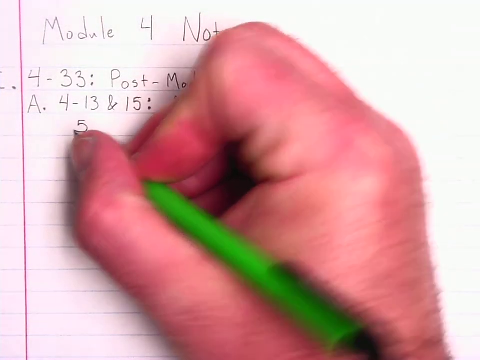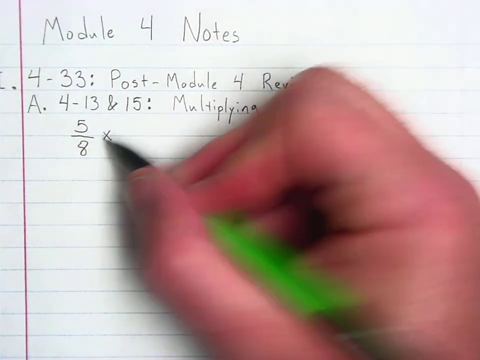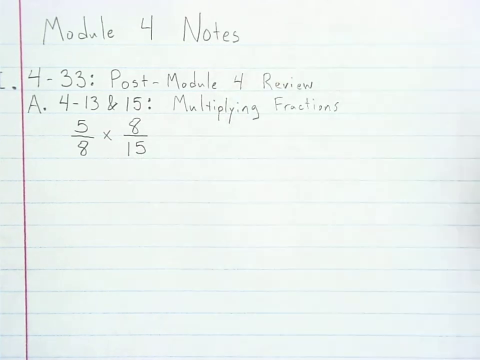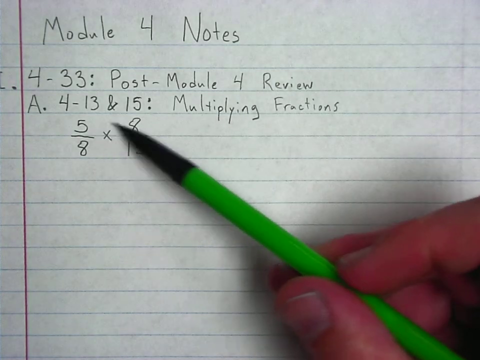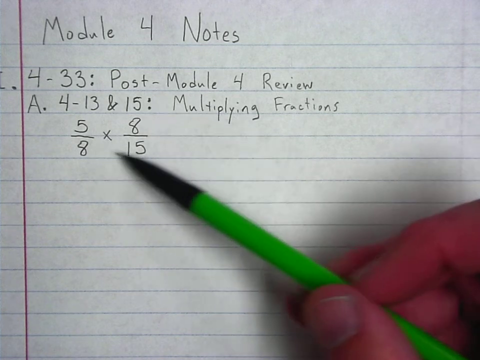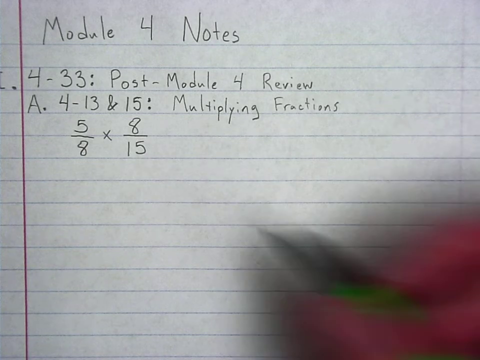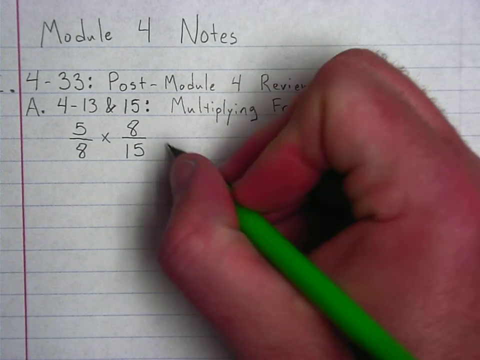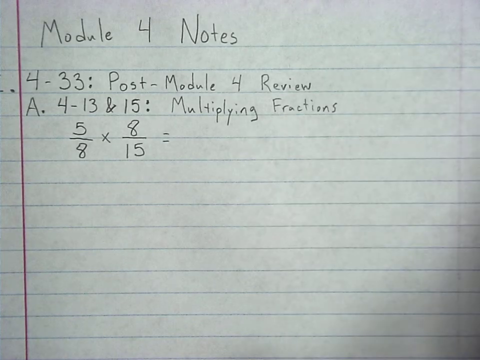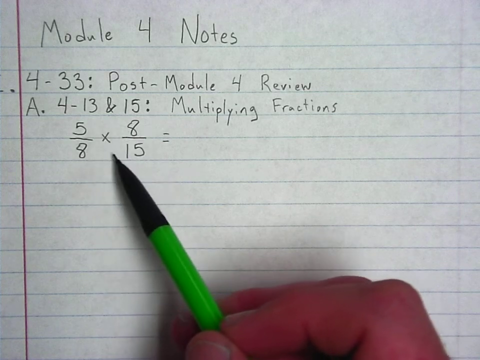So if I give you 5/8 times 8/15, I could just go ahead and multiply straight across. 5 times 8 would be 40. 8 times 15 would be 120. So that's kind of big. I don't really want to do that. I can, and I would end up doing some long division at the end, and that's fine. So if that's what you're comfortable with, straight across the top, straight across the bottom.